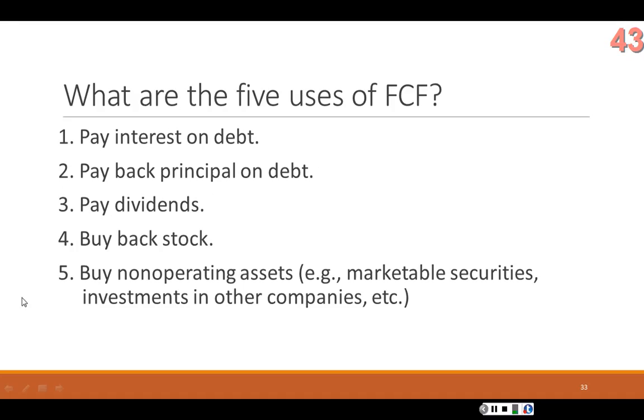There are 5 uses of free cash flow. So the money left over after all necessary payments have been made. The first is to pay interest on debt. Second, to pay principal on debt. Third, pay dividends. Fourth, buy back stock. And fifth, buy non-operating assets. So these can be things such as marketable securities or investments in other companies.